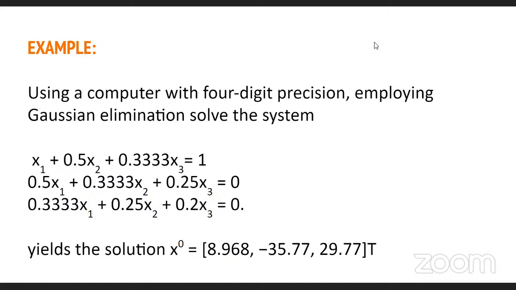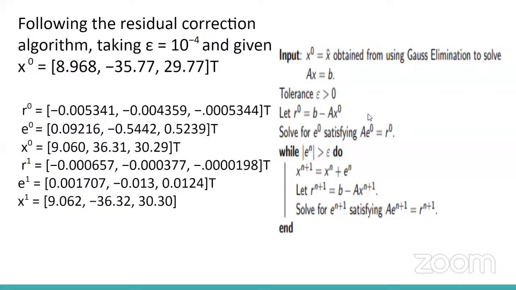This is the next slide. It says let R naught equal B minus A X naught. So I've explained what our B is, which is that vector, the 1, 0, 0, then minus A, which is the matrix we got. And then the X naught is going to be this particular matrix, X naught equals 8.968, minus 35.77. You must have gotten this one using your Gaussian elimination, so you just slot it there.